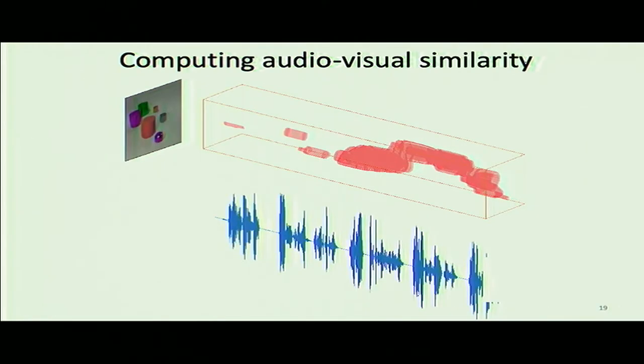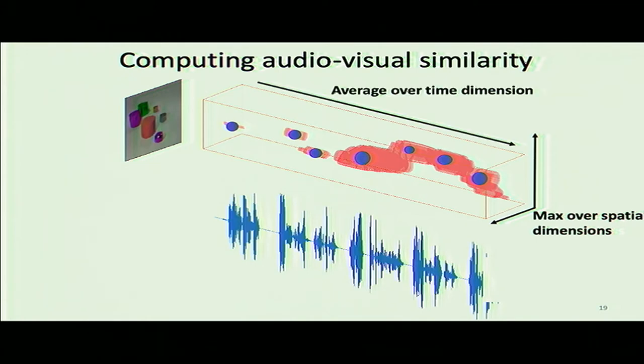How do we do that? We want this number to be representative on whether this description describes these images or not. So we're going to take the maximum in the spatial dimension. We want that in each moment of the description, at least they are talking about something in the image. And then we're going to do an average over time, which says that in all the moments in the description, we want people to talk about the image and not about something else.